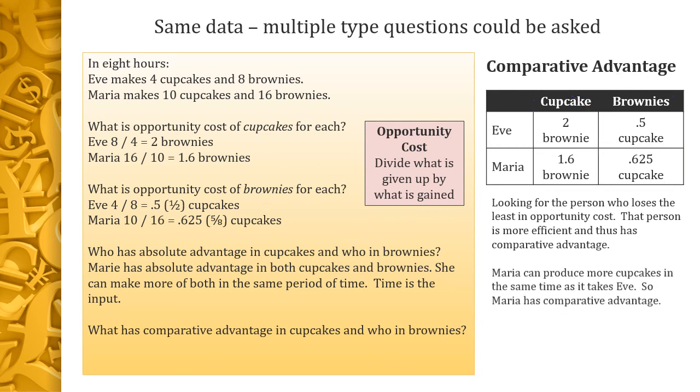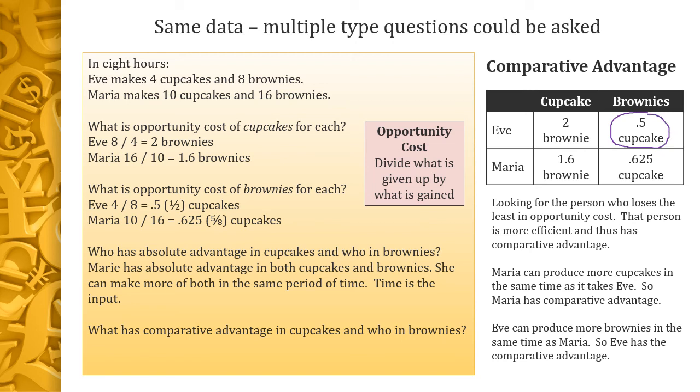So who is that? Well, for Maria, she can produce more cupcakes in the same amount of time as Eve. So Maria has the comparative advantage, and we can see that here. She has 1.6 for brownies, which is smaller than the 2 up here. Basically what we're saying is that she's going to be giving up less items or less time or whatever the input is needed to produce the cupcakes versus Eve. And then you can guess that if Maria is good at making cupcakes, Eve is going to be better at making the brownies, because you also notice right away that she does 0.5 where she does 0.625.